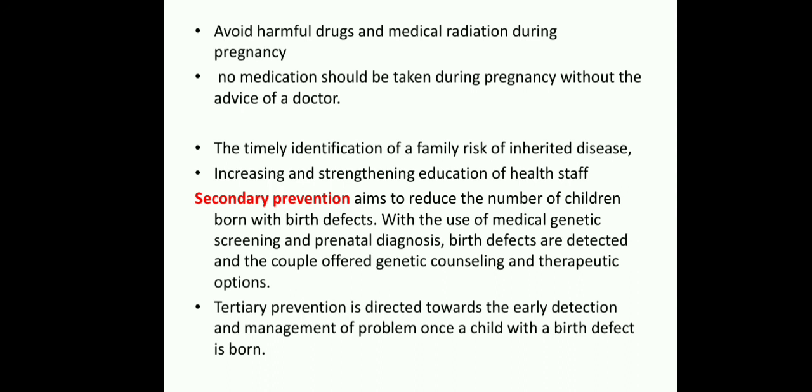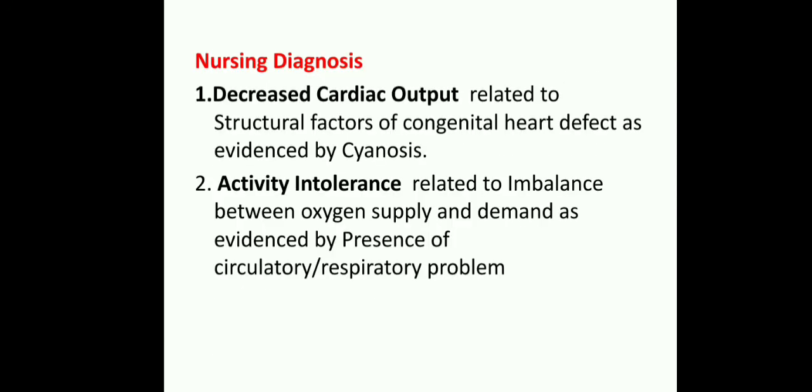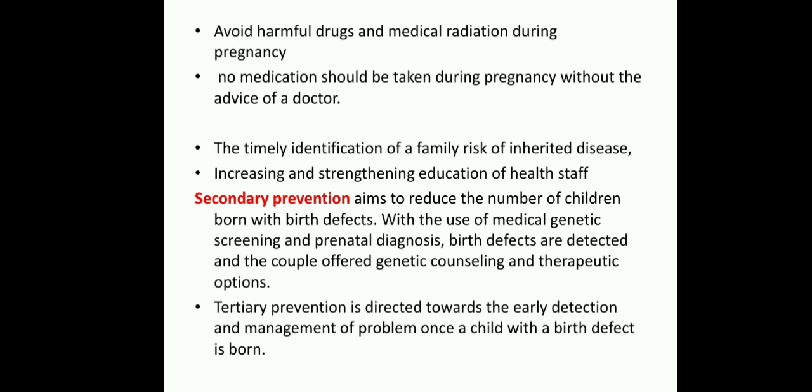And the next one is secondary prevention. The secondary prevention aims to reduce the number of children born with birth defects. This is the main goal. You have to control the birth defects with the use of medical genetic screening and prenatal diagnosis. Birth defects are detected and the couple is offered genetic counseling and therapeutic options. Tertiary prevention is directed towards early detection and management of problems once a child with birth defects is born. That is about tertiary prevention.